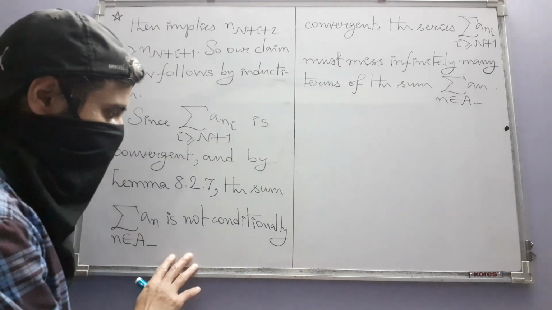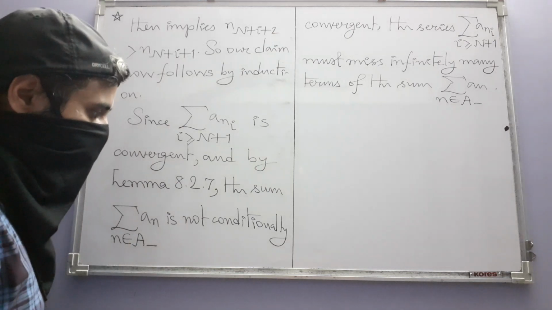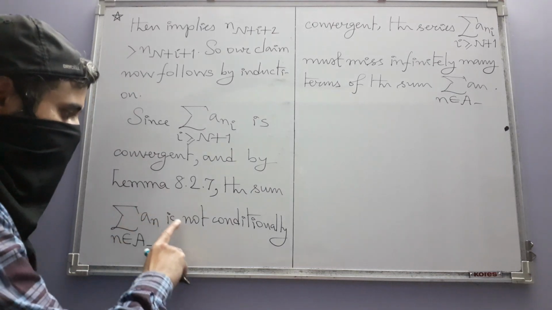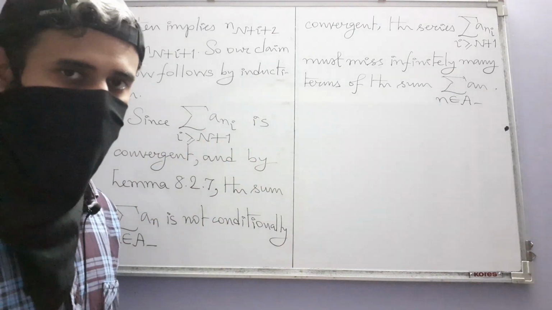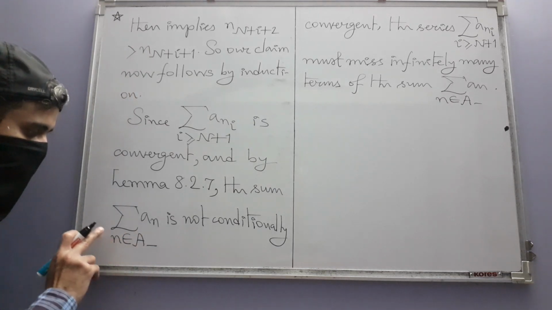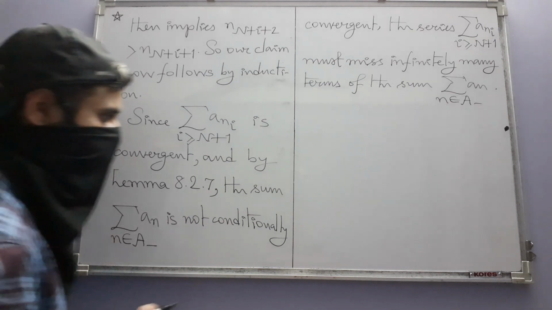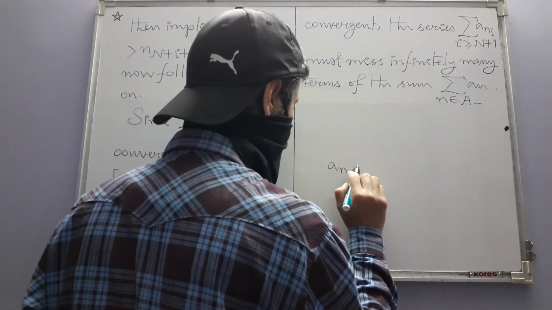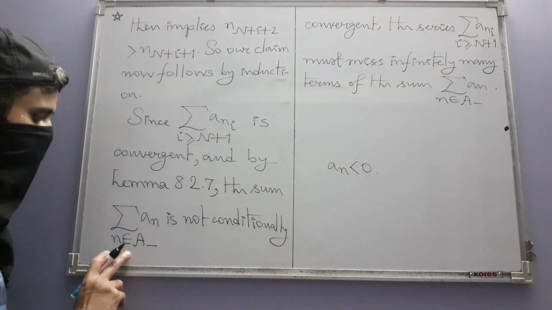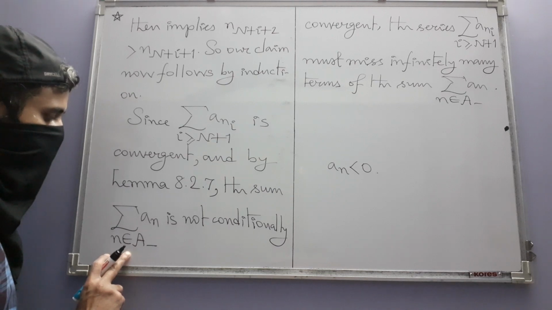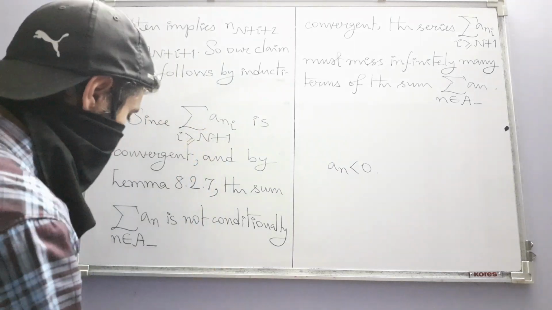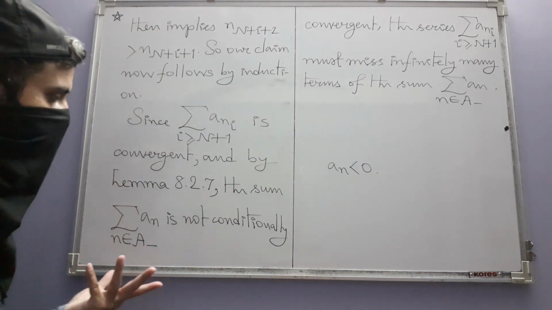I discussed this while proving this lemma, what it actually means for this series to not be conditionally convergent. Keep in mind that in A minus we have precisely those suffix values for which all these a_n are negative. So not conditionally convergent means what? And in fact, convergence of this means what?